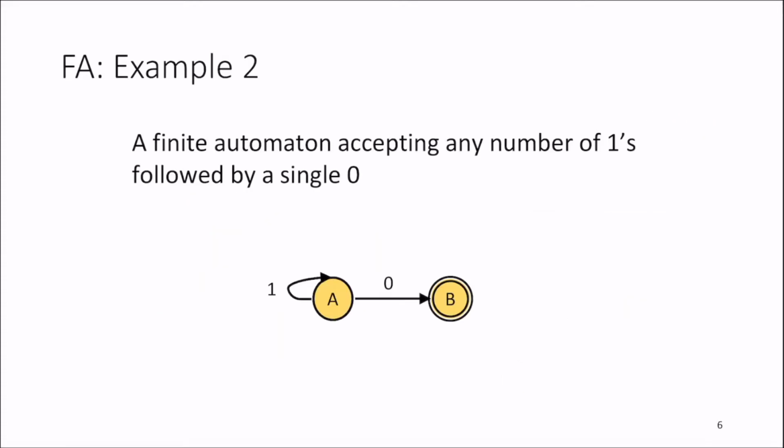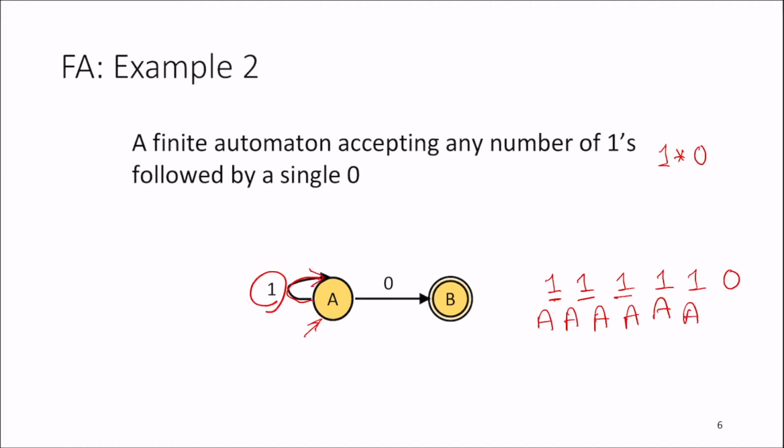Another example here is a finite state automaton accepting any number of 1s followed by a single 0. If I was to write this down as a regular expression, I would write this down as 1 star 0. And this is a finite state machine. So this A is the start state. And as you can see, if I start off at state A and I have a sequence of 1s followed by a 0, if I'm at this state A and input 1, I can take this transition and end up in the state A, take another. So I'm just taking this loop over and over again.